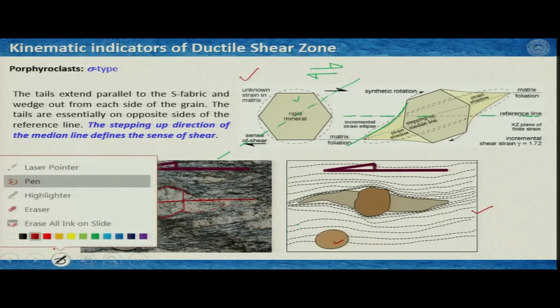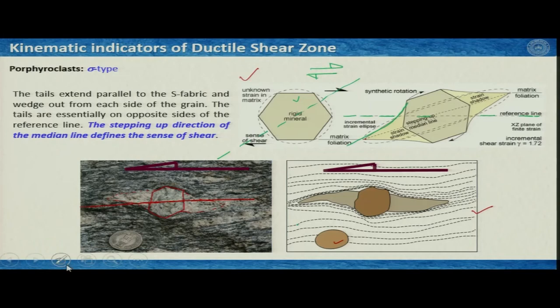And if we try to figure out the step, then I find the tip and draw a parallel line with respect to the reference line. Here is the tip. I again draw a parallel line with respect to the reference line. I connect these two, and once I do that, the step is moving upwards towards the left. So the sense of shear is sinistral in this case.